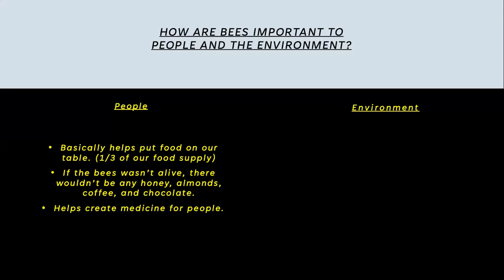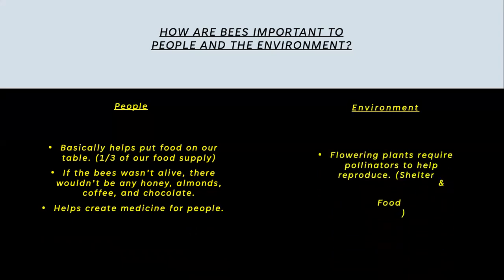Now, how are they important to the environment? Plants require bees and other pollinators to help them reproduce. It could be either for shelter or for food. Also, they help the growth of trees and other plants, the whole photosynthesis process. Yeah, we need our oxygen. So if you want to breathe in fresh air, bees are the way to go.